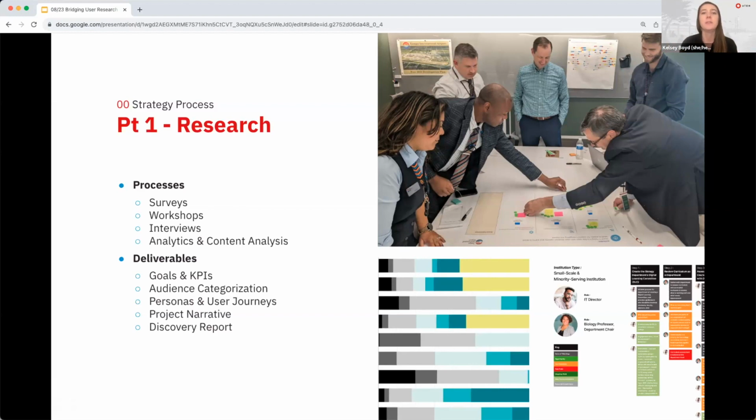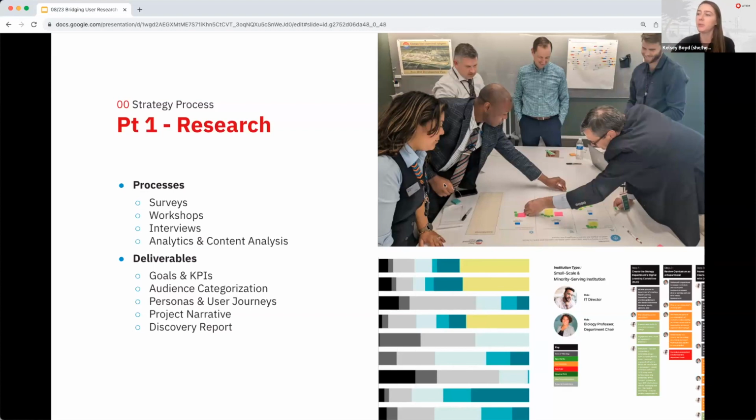A project narrative to give ourselves a high level overview of what the project is looking to accomplish and why you came to us. And then really packaging that all into a discovery report and having really clear documentation from all of the processes, all of the deliverables, and really giving you a concrete report and piece of documentation to share out and clarify what work is going on.